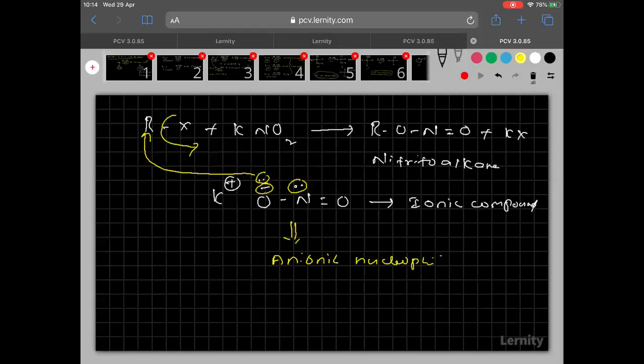So anionic nucleophile will favor which mechanism? SN2. Therefore, this reaction follows SN2 mechanism. And in SN2, you know, order of reactivity: primary greater than secondary greater than tertiary. On tertiary, SN2 never happens. So the alkyl halide should be maximum up to 2 degree that we have to take. Hope it is clear to everyone.